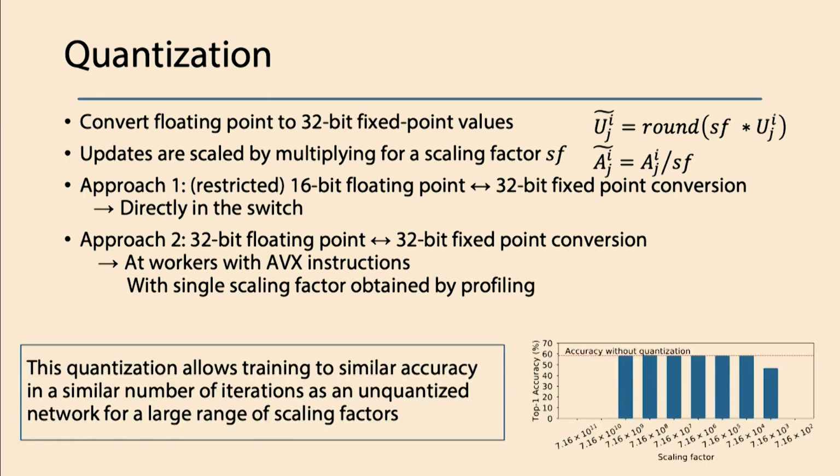Now, in fact, both of these approaches allow us to train networks with equivalent accuracy in equivalent numbers of iterations as unquantized training approaches. Which is great because the floating point version that we implemented on the switch, of course, takes a lot more resources. So the fact that we can do the quantization entirely on the end host and still get good results is great.